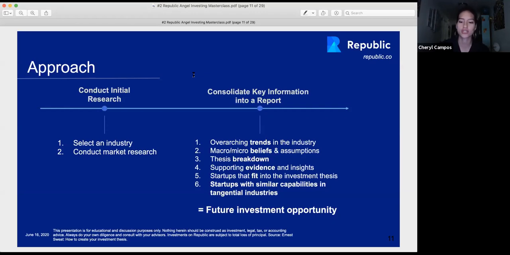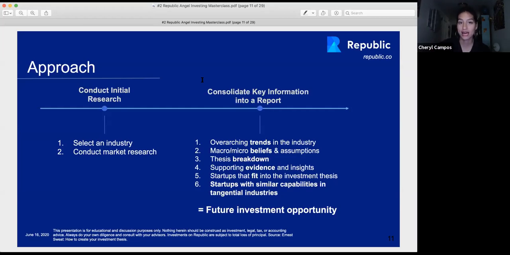So one is overarching trends in the industry. Then it's the macro and micro beliefs and assumptions that you are trying to either support or go against. Then it's the thesis breakdown. So out of all of this research, you set the scene. What is it really that it boils down to? Then it's supporting evidence and insights that are informed by your experience or maybe your career. Startups that fit into the investment thesis, and then startups with similar capabilities in tangential industries.